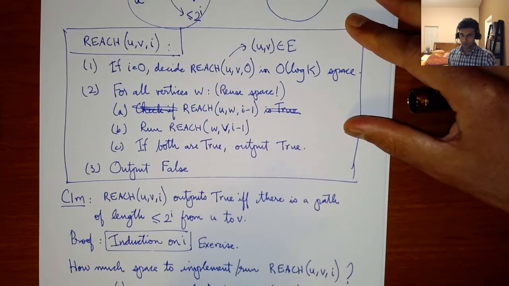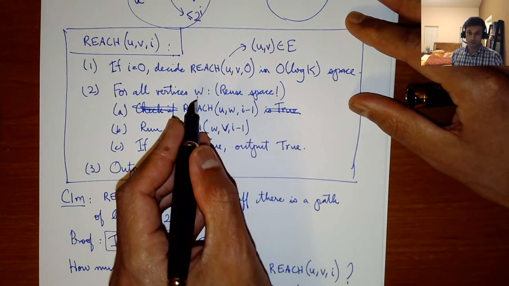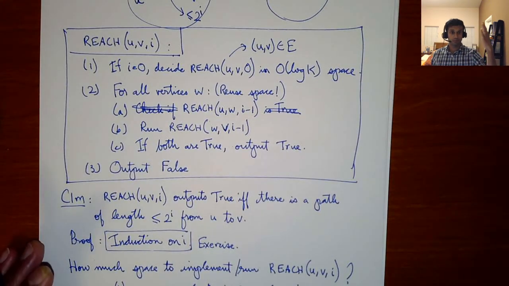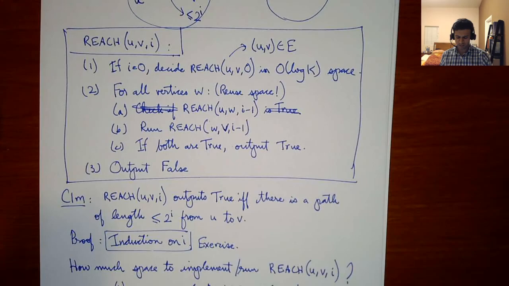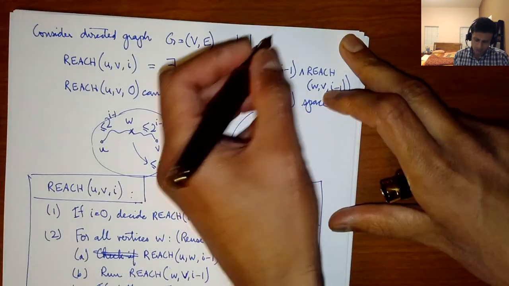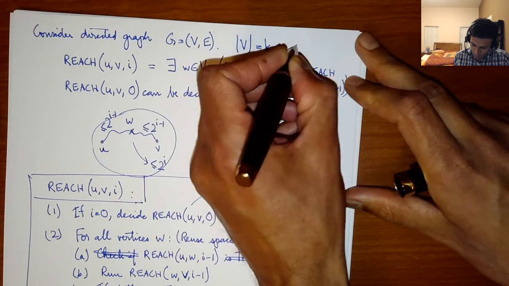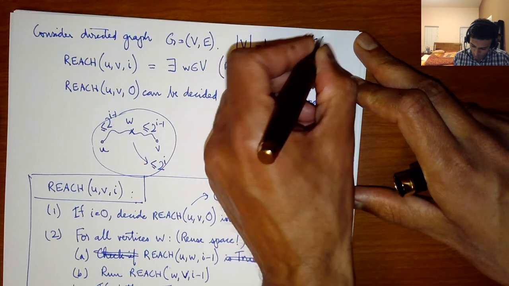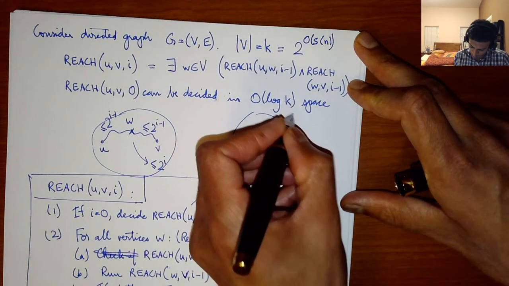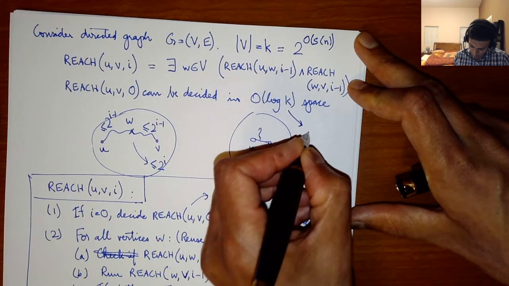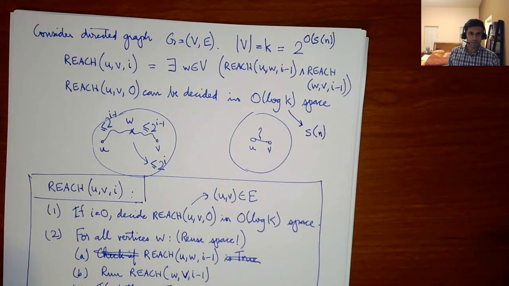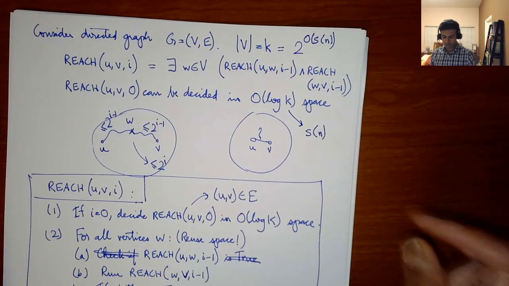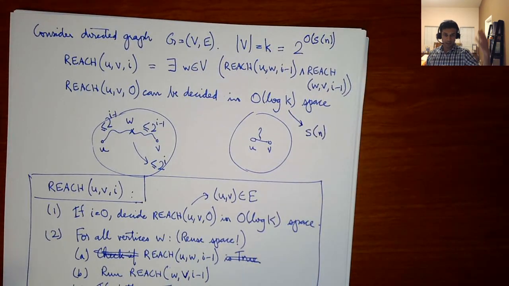Now remember that there are 2 to the k, so there are k vertices over here. So we'll write this in terms of log k. And just to remind you, k is 2 to the O of S of n. So log k is basically S of n, up to the O.